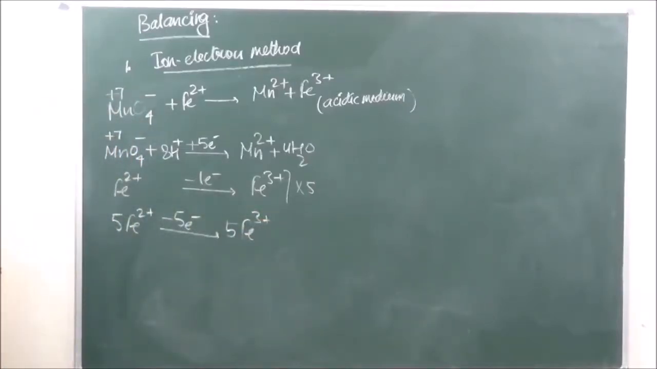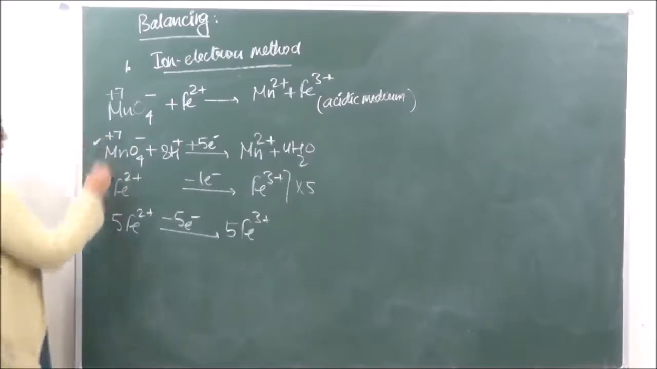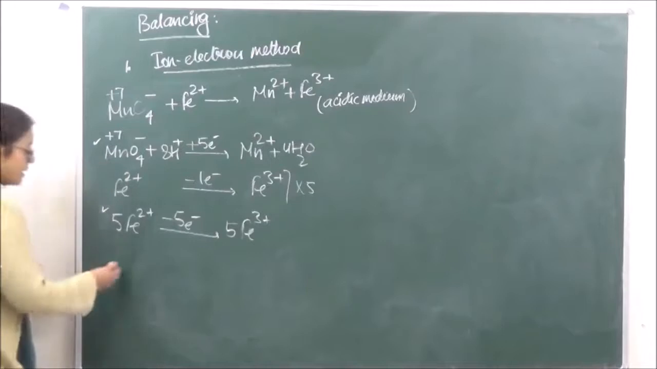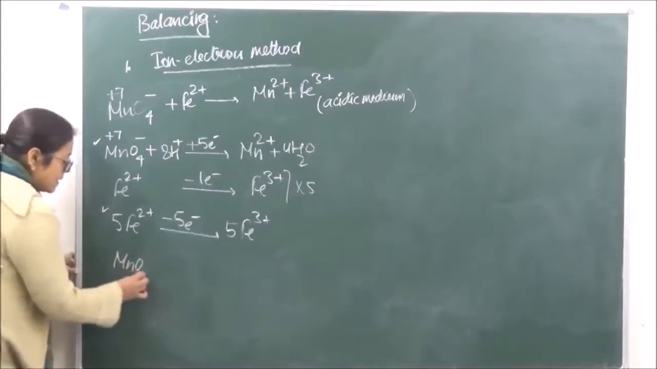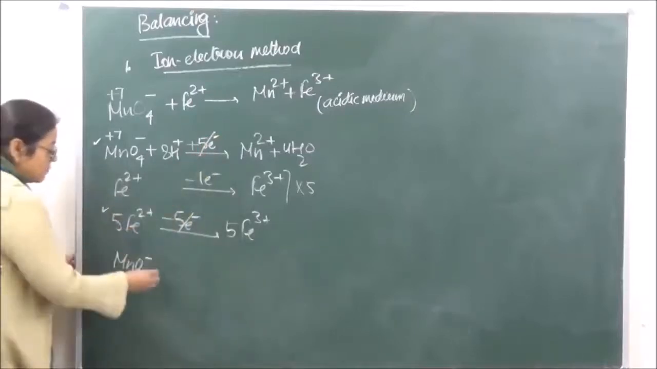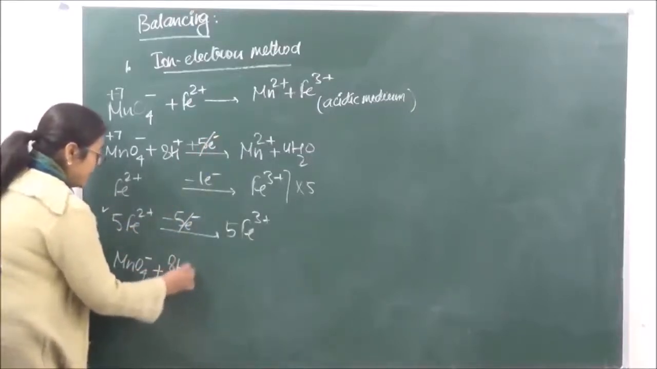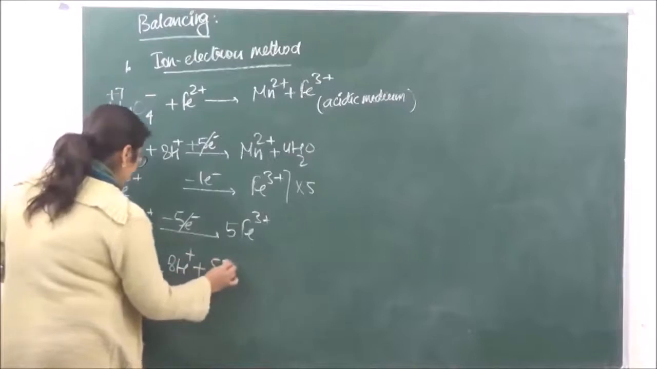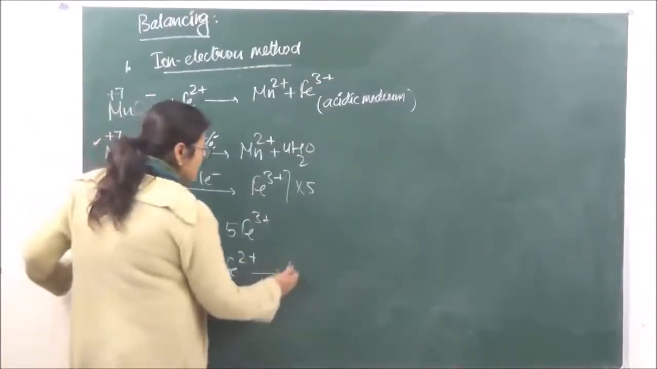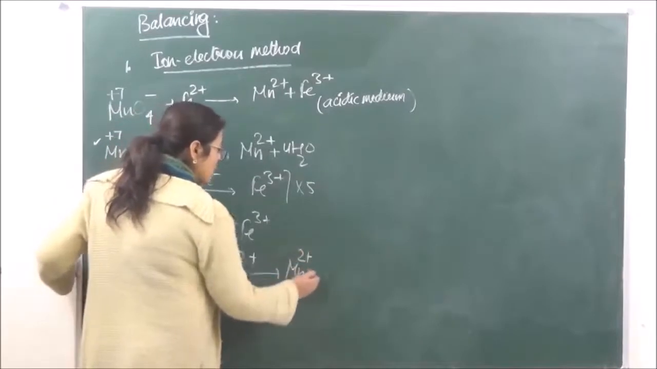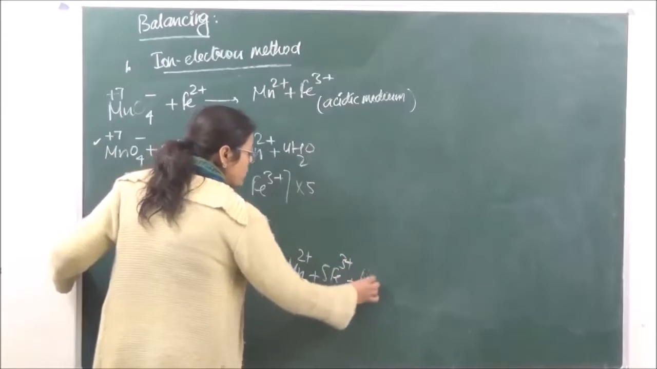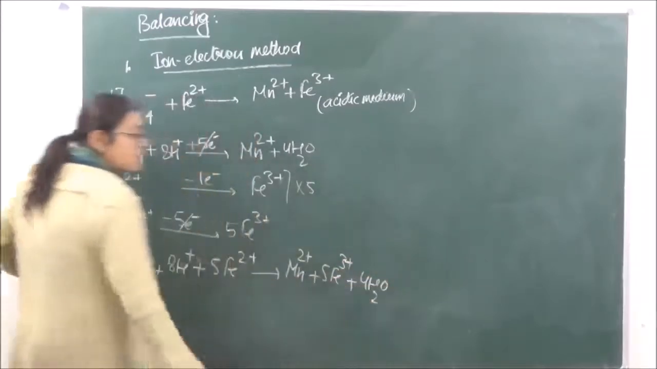So let's now add this equation and this equation to get an overall reaction. So we will have MnO4 negative, electrons and electrons get cancelled, plus 8H positive plus 5 Fe2 positive to give us Mn2 positive plus 5 Fe3 positive plus 4H2O. So this is our balanced equation.